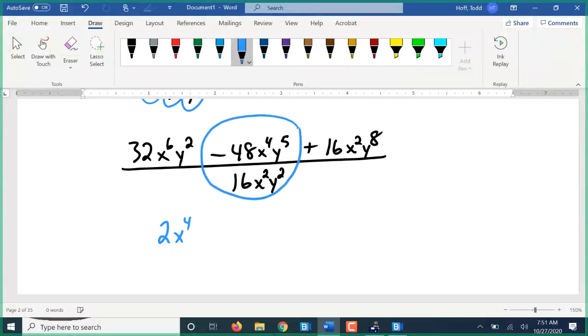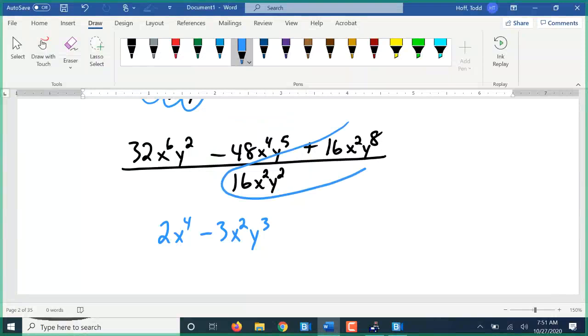Negative 48 x to the 4th y to the 5th divided by 16 x squared y squared. Negative 48 divided by 16 is a negative 3. X to the 4th divided by x squared. Well, 4 minus 2 is just 2, so that's x squared. Y to the 5th divided by y squared. 5 minus 2 is 3, so that's y to the 3rd.